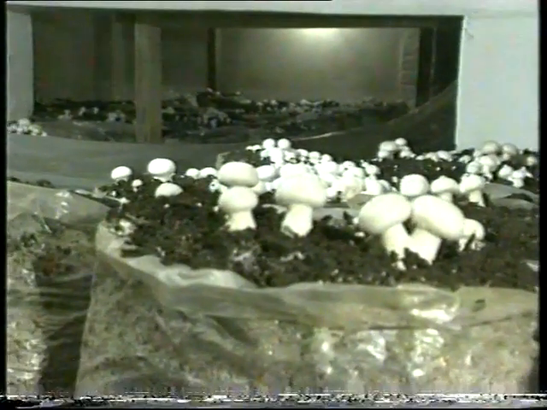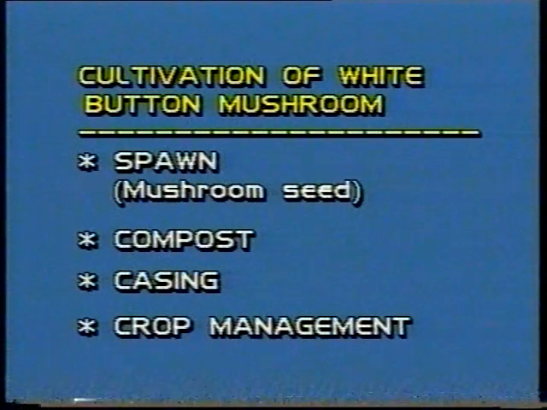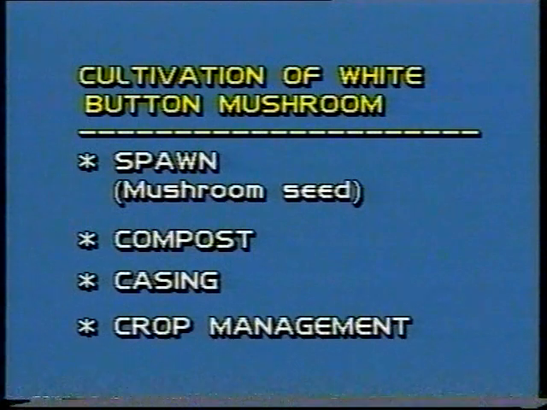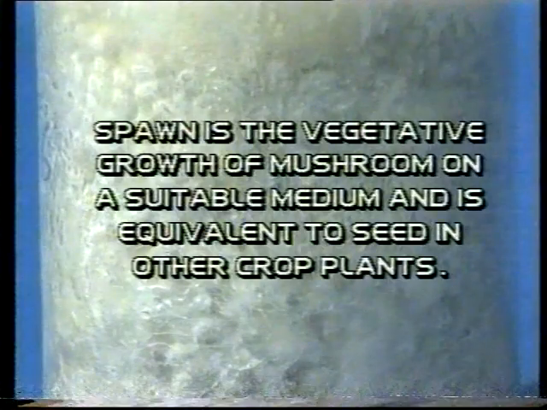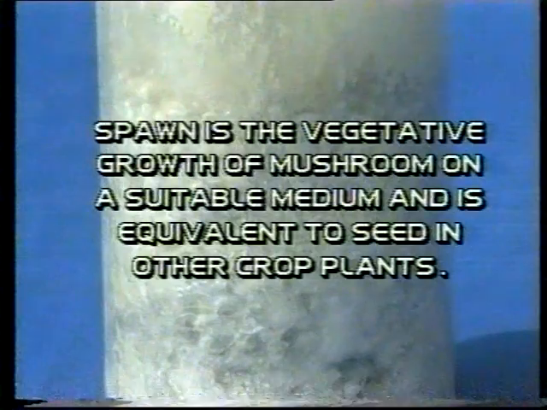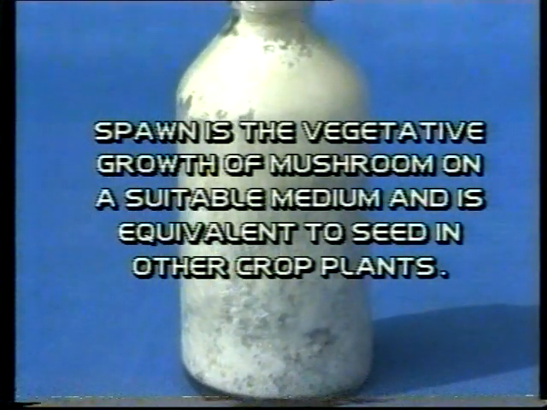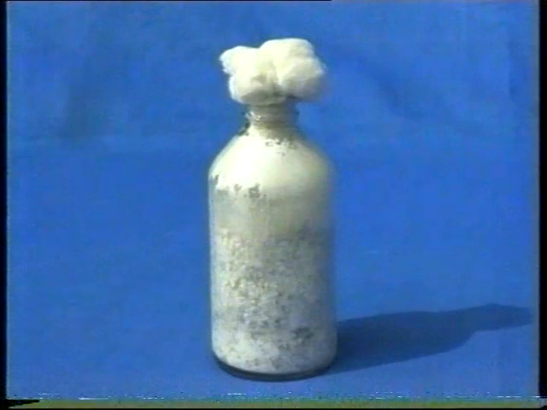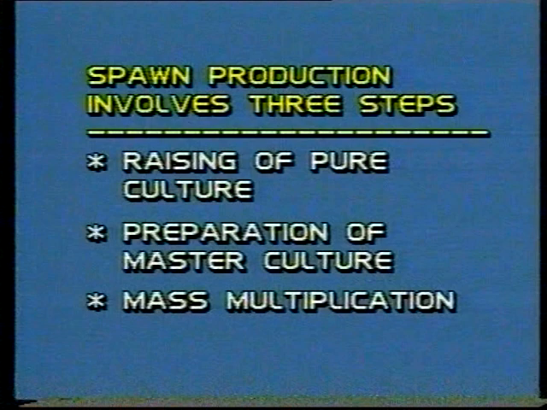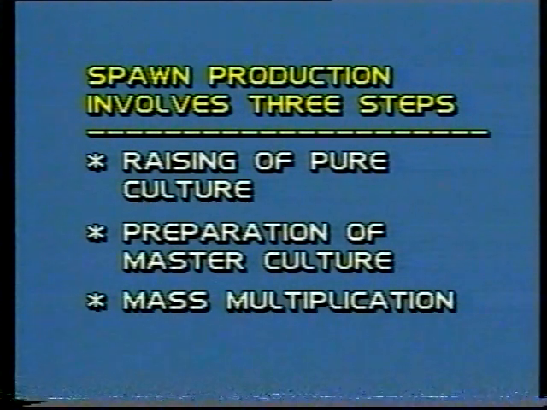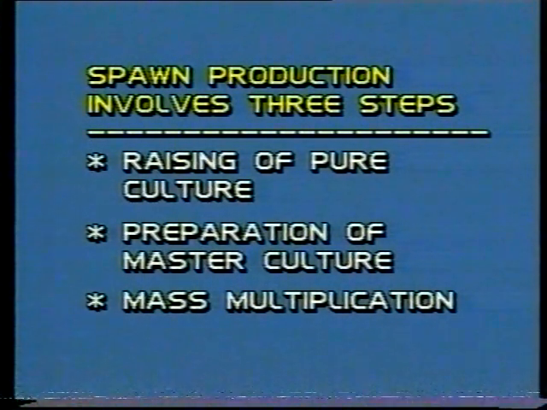For artificial cultivation of white button mushroom, the basic requirements are spawn, also known as mushroom seed, compost, casing, crop management. Spawn is the vegetative growth of mushroom on a suitable medium and is equivalent to seed in other crop plants. It can also be prepared in polypropylene bags. Spawn production basically involves 3 steps: raising of pure culture, preparation of master culture, mass multiplication.